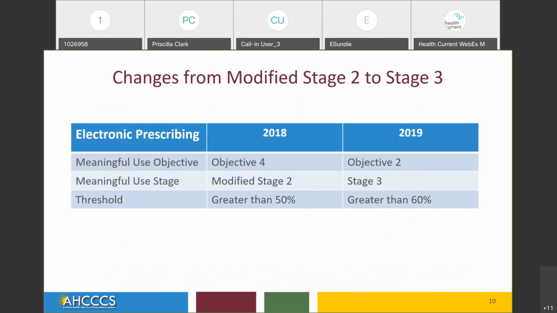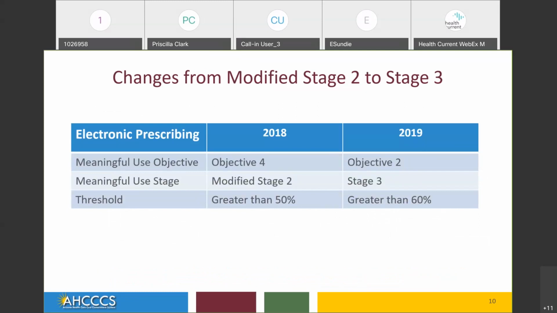So what were the changes from modified stage 2 to stage 3? Electronic prescribing. In Program Year 2018, this measure was originally known as Objective 4. In Program Year 2019, it is now considered and called Objective 2. The meaningful use stages did change. In Program Year 2018, it was modified stage 2, and in Program Year 2019, it is stage 3.